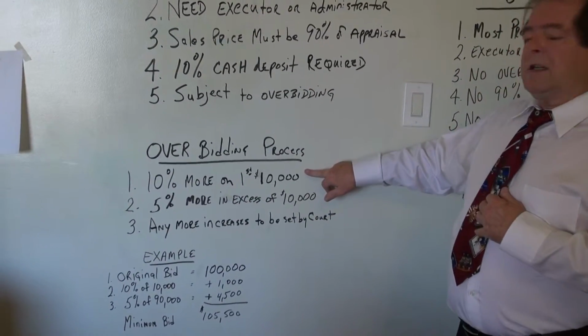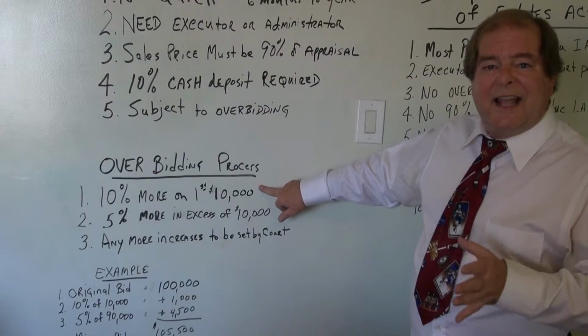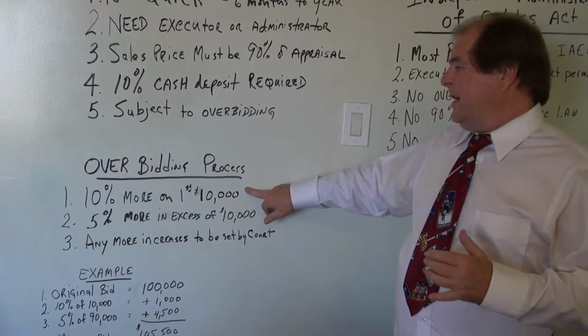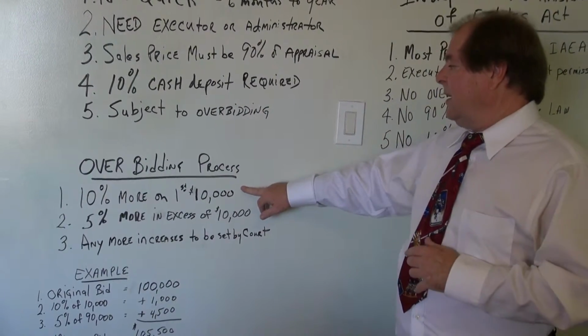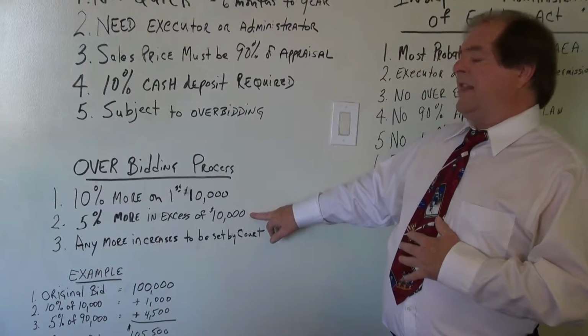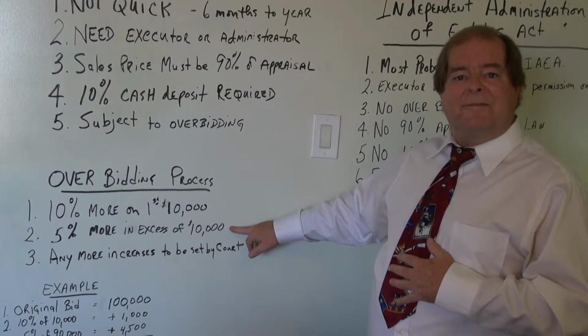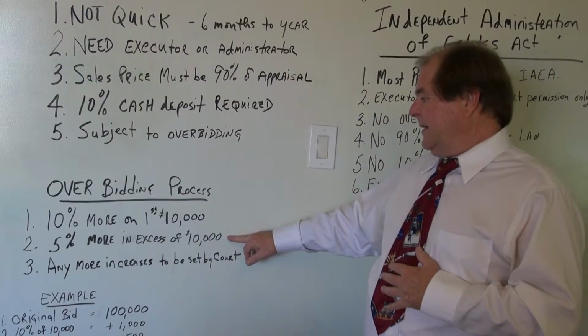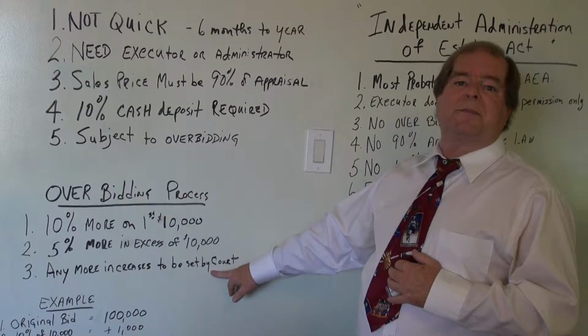On the first $10,000, you have to put up 10% of the money, which is $1,000. Okay? And on anything over $10,000, you have to put up 5% more for the overbid. Any further increases will be set by the court.